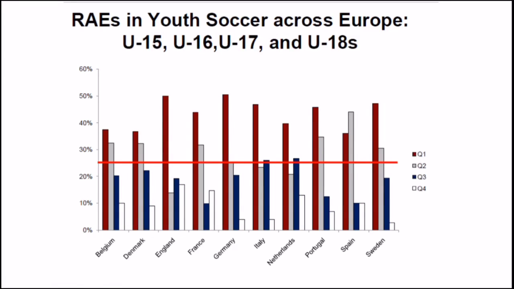Here we have the relative age effects in youth soccer across Europe, and as you can see with every other country except Spain, the first quarter children have a high percentage of being involved within soccer across Europe. This is due to relative age effects and the fact that they'll be a lot more developed, and Spain is primarily based on ability, whereas a lot of these countries are mostly based on strength and size. As you can see, England is a lot greater in terms of the first quarter children being involved than everyone else.